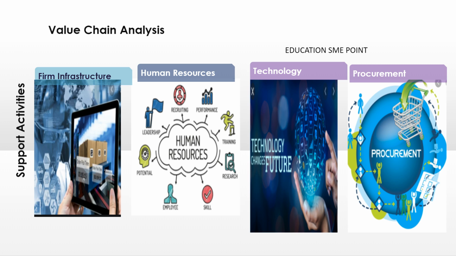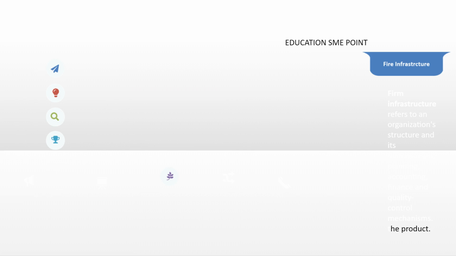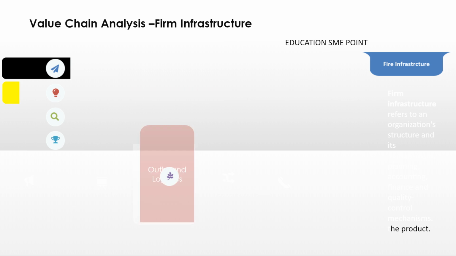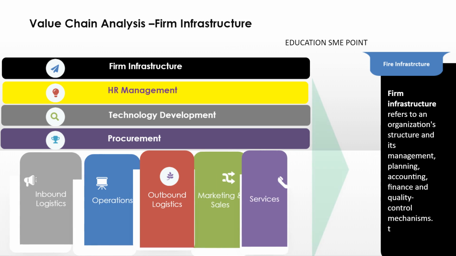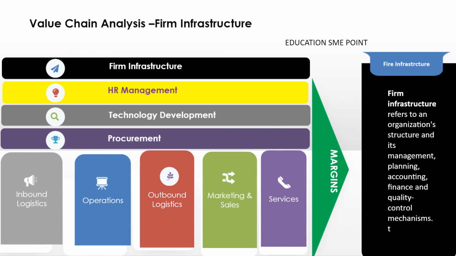There are 4 main areas of support activities: procurement, technology development, including R&D, human resource management, and infrastructure, including systems for planning, finance, quality, information management, etc. Firm infrastructure. Firm infrastructure refers to an organization's structure and its management, planning, accounting, finance and quality control mechanisms.